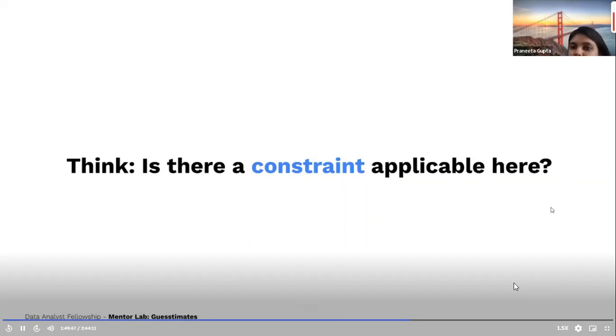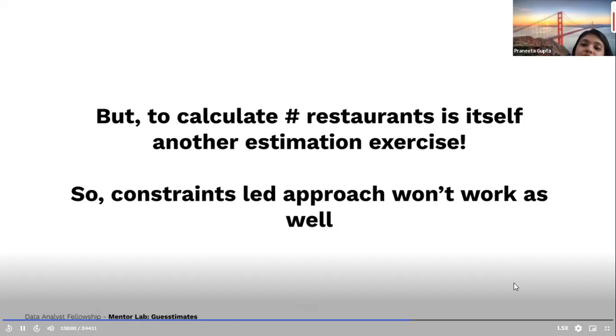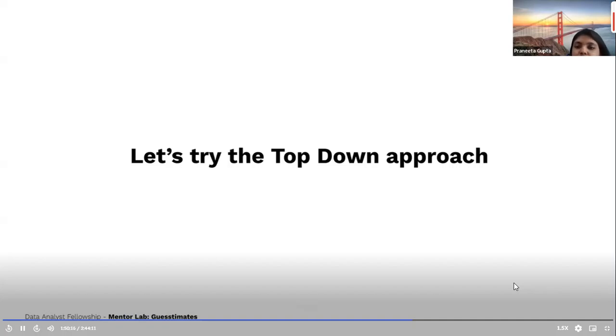Okay, so first we have to think of the constraints that are applicable here. Number of restaurants, right? We have to find the number of orders, but we also have to consider the number of restaurants. But that is one influencing parameter. To calculate the number of restaurants itself, that's not something that we can do. So here, that approach will not work. So I will move forward and I will try to solve it through a top-down approach.